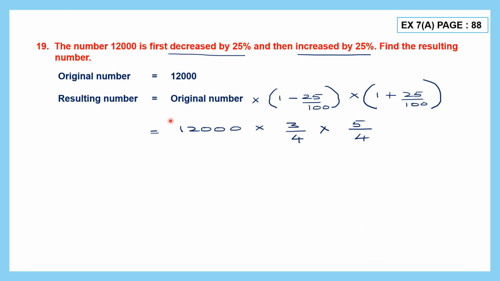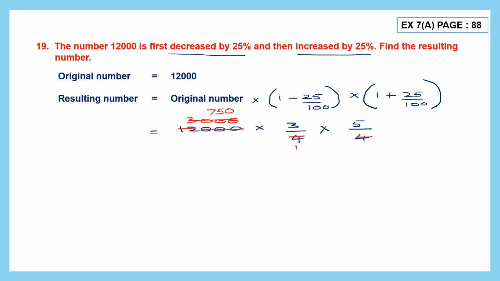Now we have to just simplify. Because it's multiplication, we can cancel. I can cancel 4 and 12,000. 4 ones are 4. Now 4 threes are 12. 1, 2, 3 zeros. So we have 3 zeros. Again, I can cancel this by the other 4. That makes it 750.